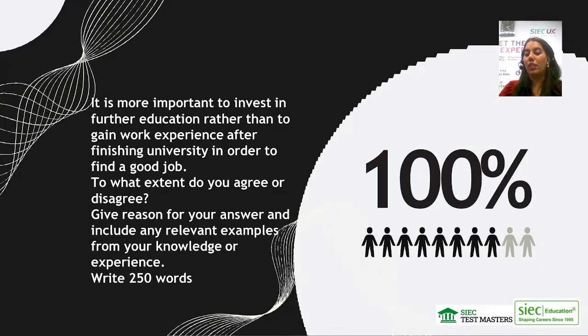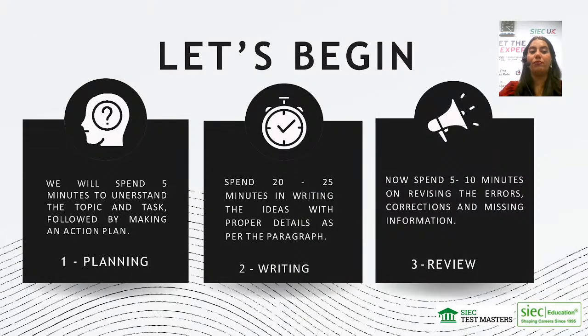Now, let's begin with the first step. How do we do it? Now, always spend 5 minutes to understand the topic and task. Yes, we took a lot of the session for it, but in 40 minutes, keep 5 minutes of time to understand the topic and the task by following an action plan, like we just did right now. That is known as the very first part, that is planning.